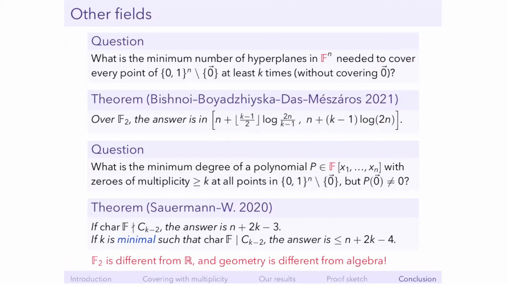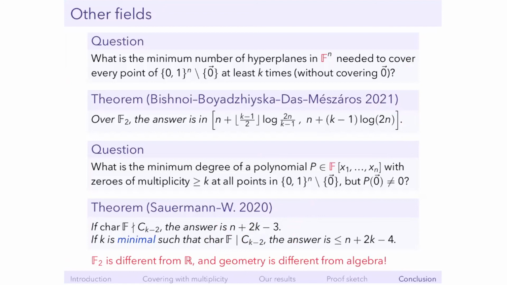The upshot that I want you to have from this slide is that first, finite fields or fields of positive characteristic can be different from R. In both the geometric and the algebraic setting, there's a difference. And additionally, the geometry is also different from the algebra in this setting, where over F2, we mostly resolve this question, and they get a really different answer for the geometric question. And so something subtle is going on over fields of positive characteristic, and it suggests that there's some subtlety to this question.